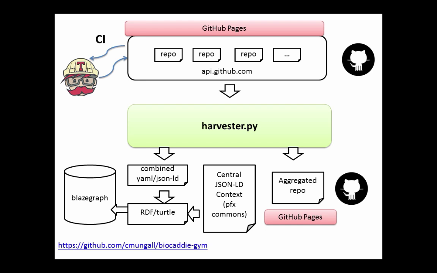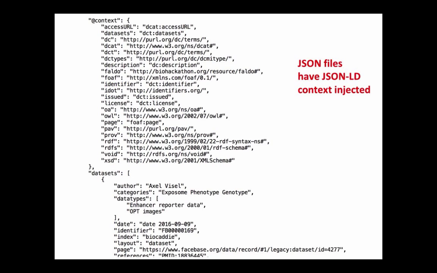It harvests these repositories, extracts the YAML out of them, and converts them to JSON-LD using the JSON-LD context that can be pulled from Prefix Commons or customized. Because it's JSON-LD, it's automatically Turtle RDF, and you can load it directly into a triple store. As a proof of concept, we also make an aggregated repository. This is an example of the aggregated JSON file with the JSON-LD context at the beginning.